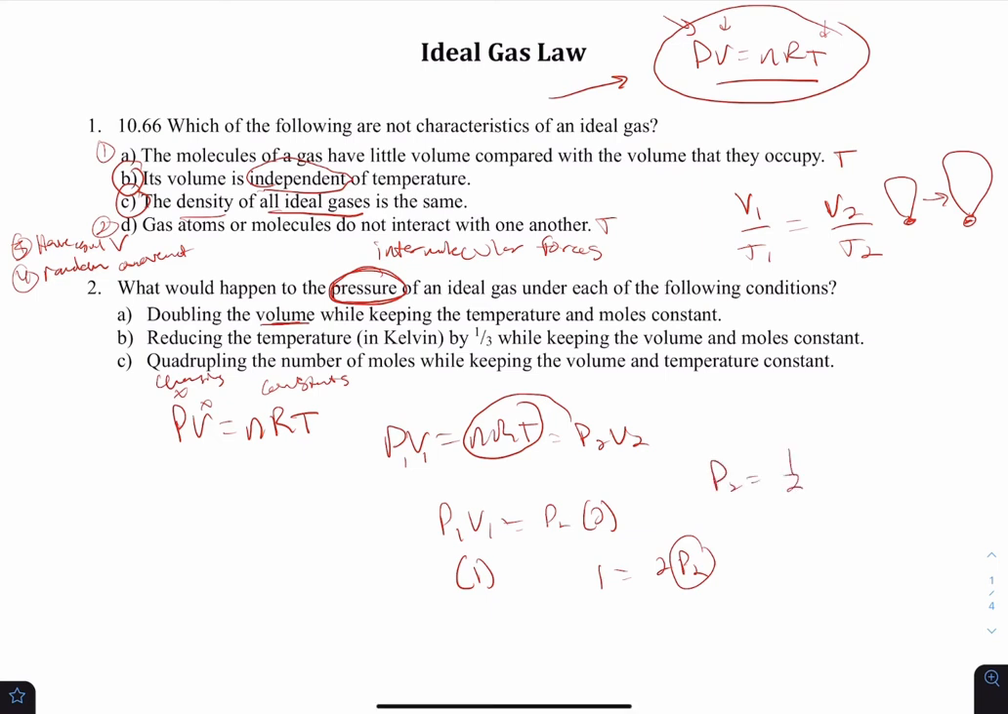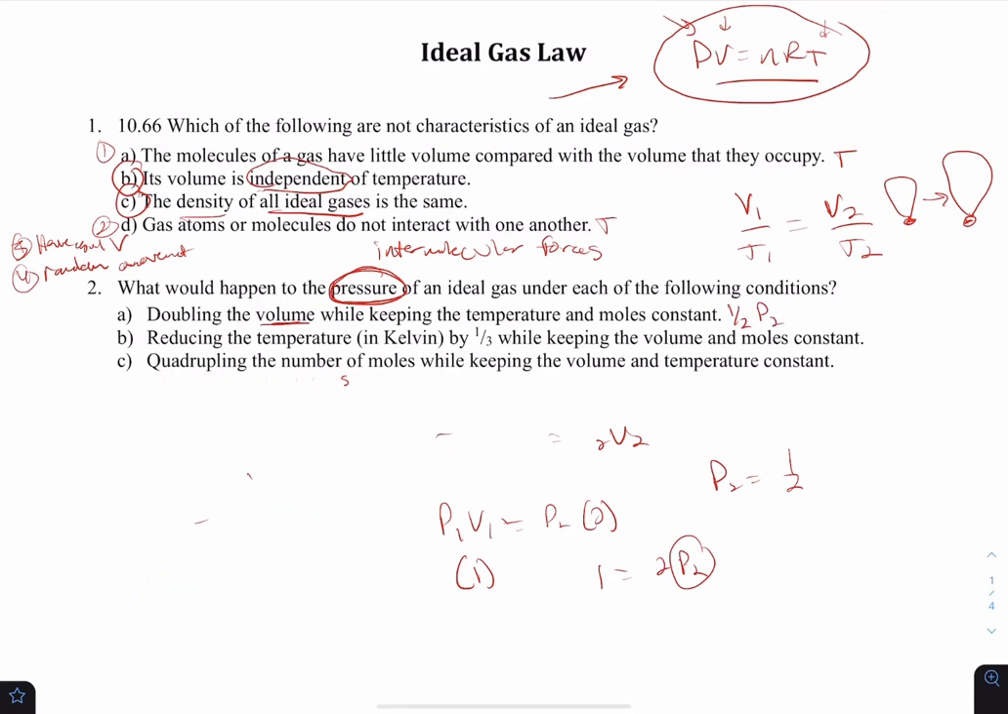Now, if you look at the equation, it makes sense, right? If P1V1 is equal to P2V2, if they have to be equal to each other, and this doubled, then this had to halve. These have what we call an inverse relationship: as one increases, the other decreases. So when doubling the volume, my pressure gets cut in half. I'm just going to put 1/2 P2. Hopefully this will start making sense once we move into parts B and C here.